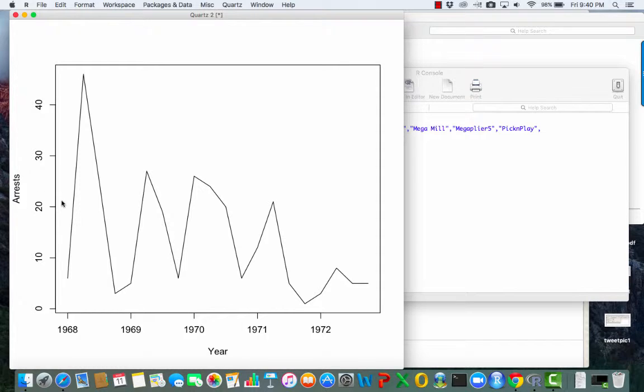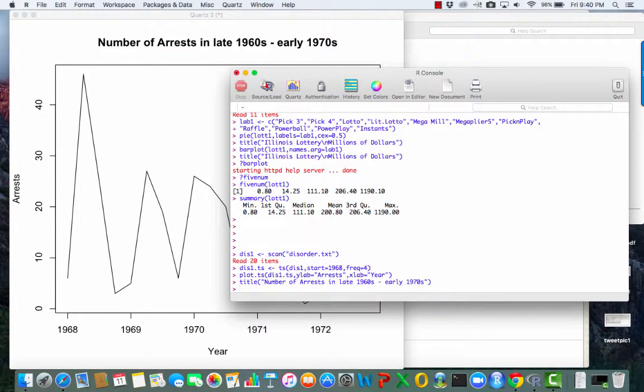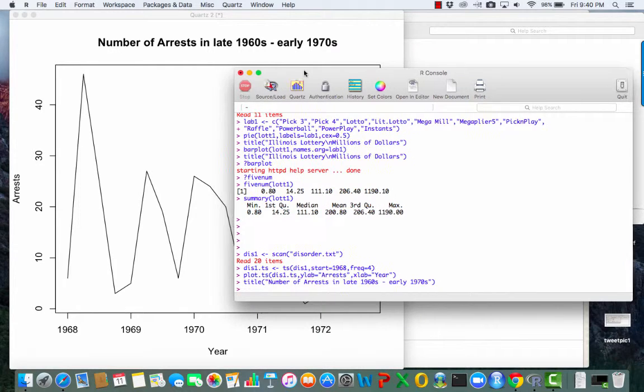And I still want to have a title on there. So let's scoot back over here. And I have title, number of arrests in late 1960s through early 1970s. Okay, and let's look at the chart for a minute.